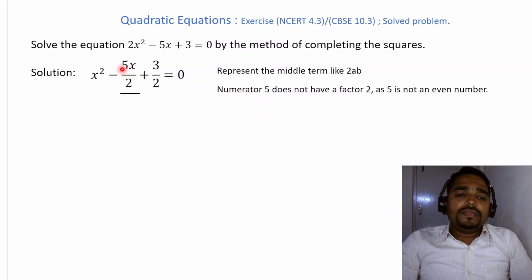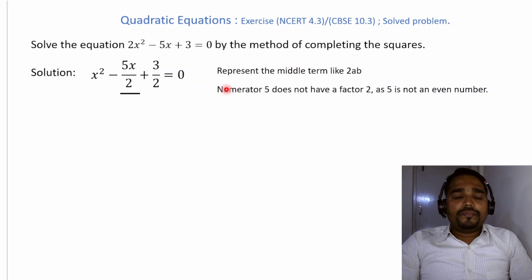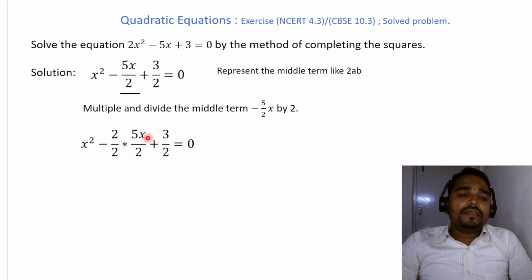If the middle term here was even, then it could have been expressed as a multiple of 2, and then it is not required to divide and multiply it by 2. We will see that scenario in other problems. In this problem, let's divide and multiply the second term by 2. Therefore, upon multiplication and division, the second term would be 2 by 2 multiplied by 5x by 2, plus 3 by 2. The other two terms, x square and 3 by 2, would remain as they are, whereas for the second term we have multiplied and divided by 2.